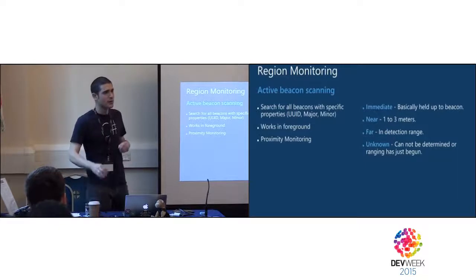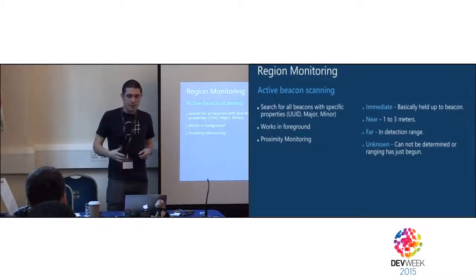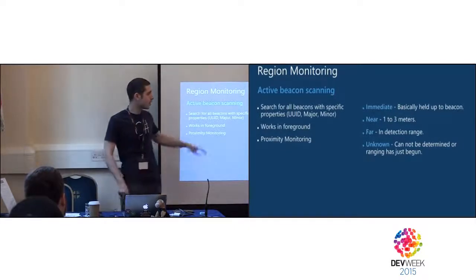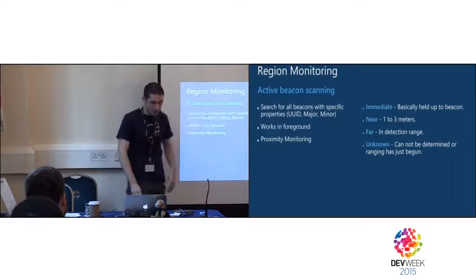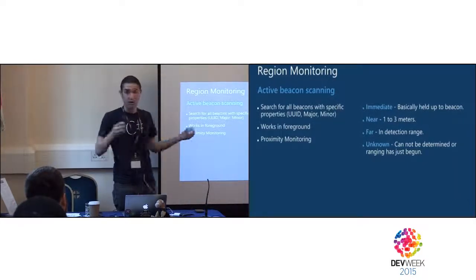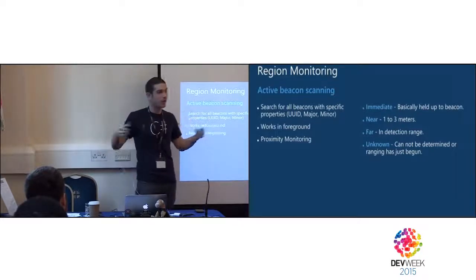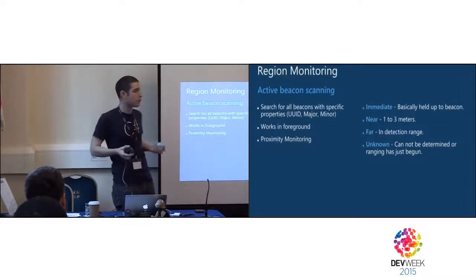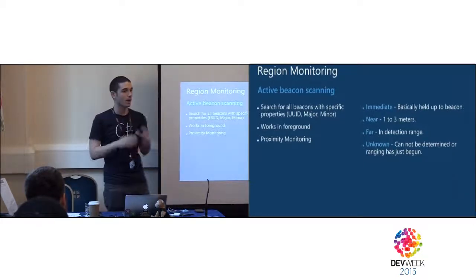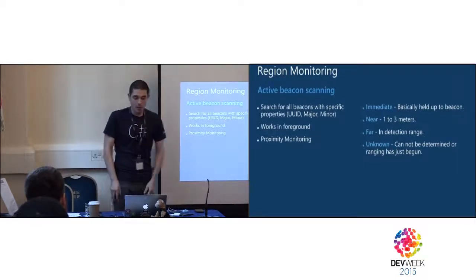And the idea is it's really based on this proximity that we're going to talk about. And the proximity in the API returns to us as an enum. It gives us if we're immediately close to the beacon. So that's normally held right up to it, so I'm right on it. Or I'm near, 1 to 3 meters away, far, like I'm just in the detection range. And then unknown. For some reason, just the Bluetooth isn't working well and it can't really figure things out.